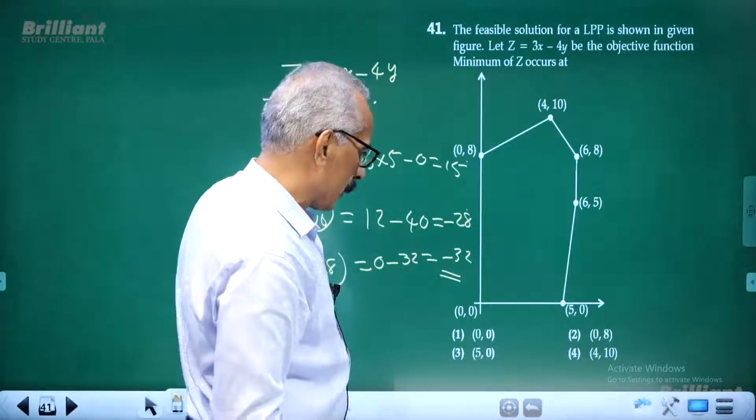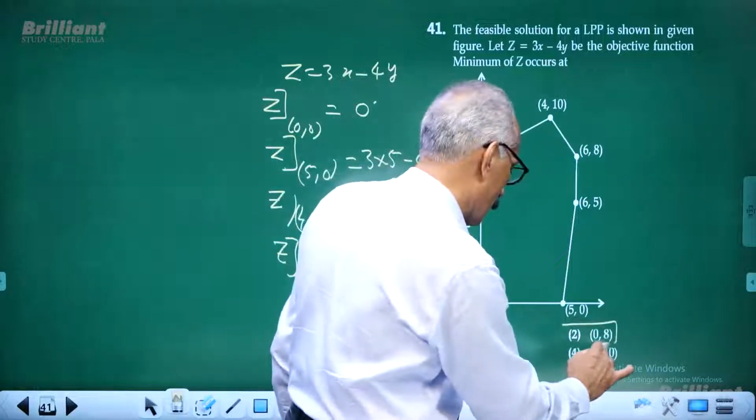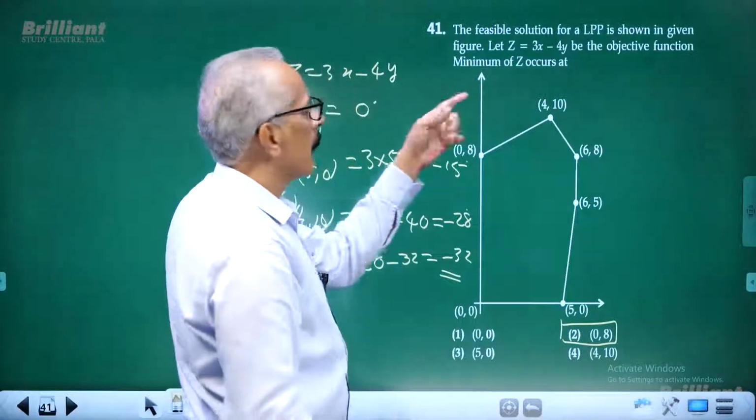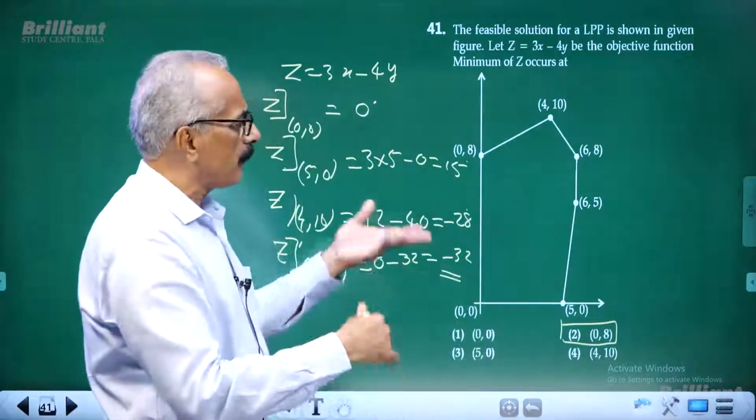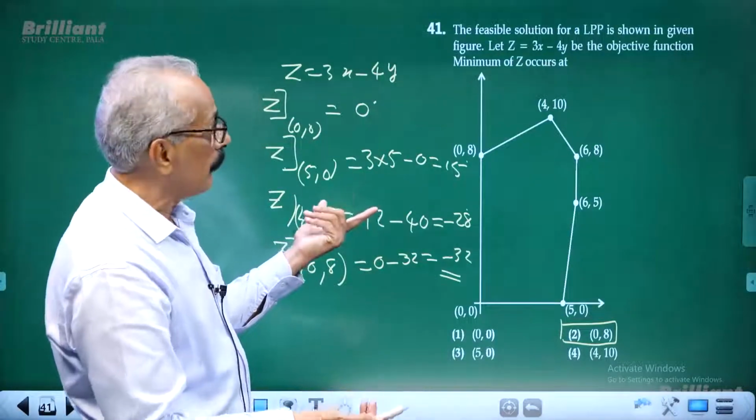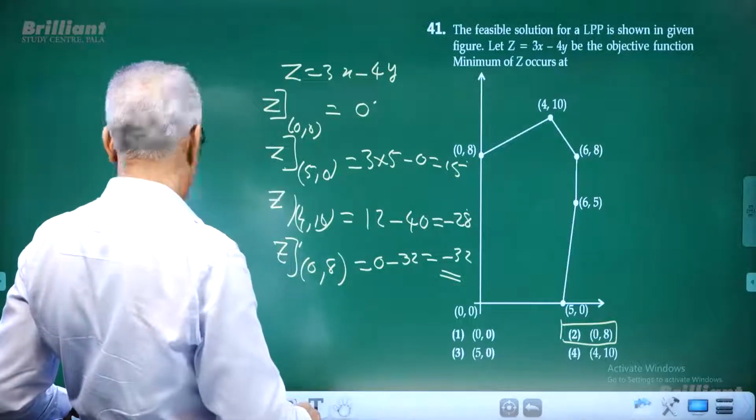Minimum value obtained, so it is maybe at 0 comma 8. 6 comma 8 etc. will be bigger. So that is 2, the correct option. Similarly you can calculate and find out the maximum value also. I think it is also coming in some other question.